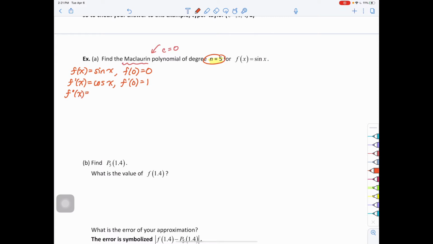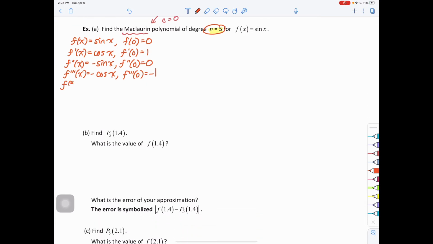f double prime of x is the negative sine of x, and of course, you're back at 0. Third derivative, negative cosine of x. Third derivative at 0 is a negative 1. Fourth derivative is the sine of x, and we see a little cycling here, and we're back at 0. And one more, the fifth derivative is the cosine of x, and the fifth derivative at 0 is going to be 1. Okay? So let's go ahead and see what we have.